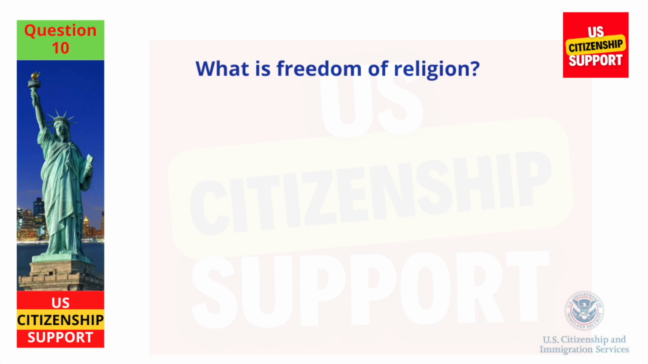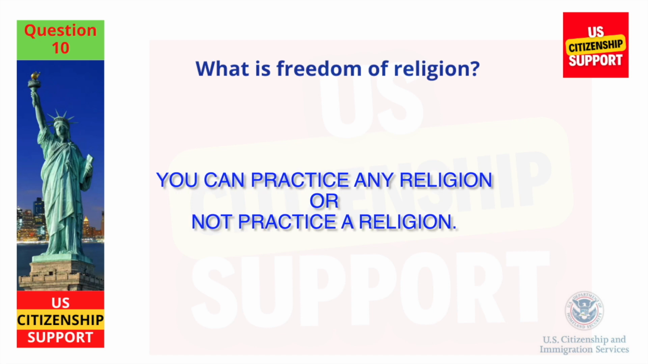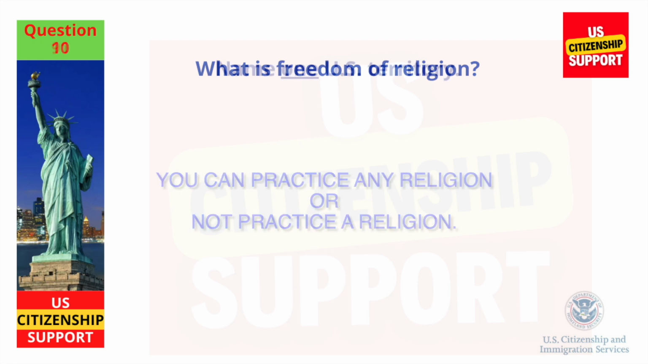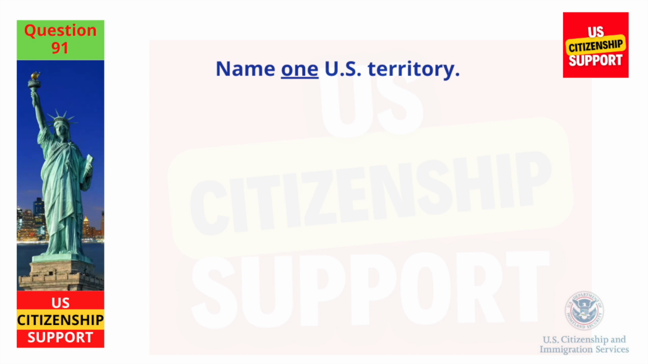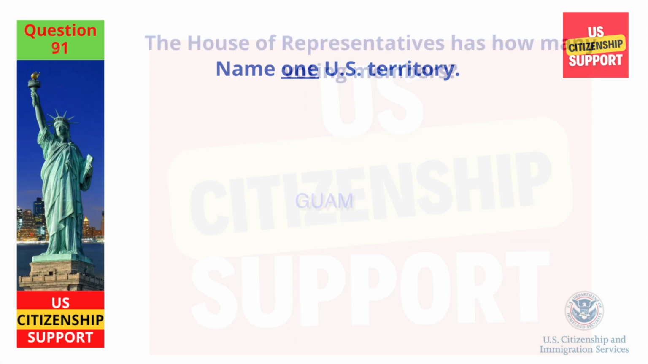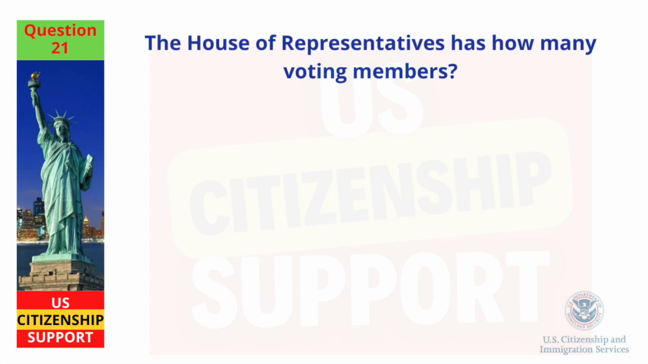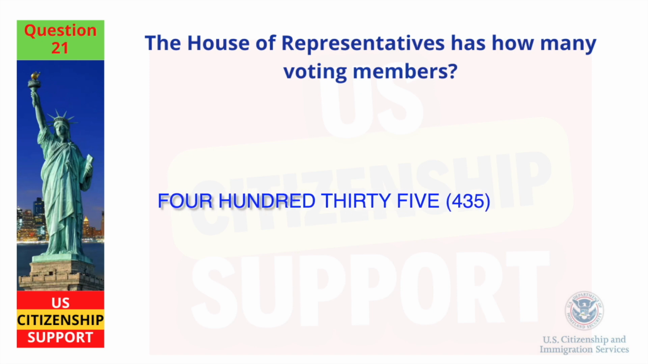What is freedom of religion? You can practice any religion or not practice religion. Name one US territory. Guam. The House of Representatives has how many voting members? 435.